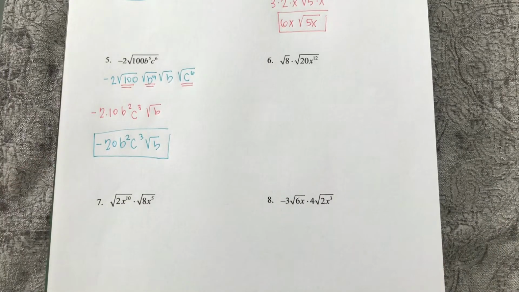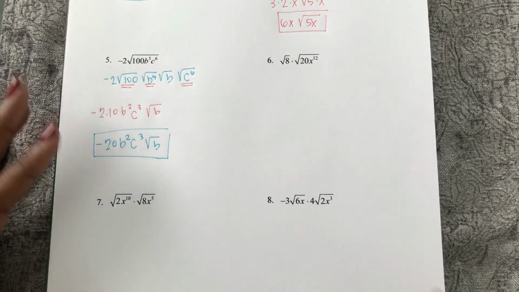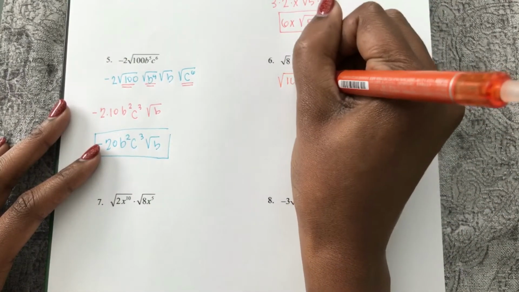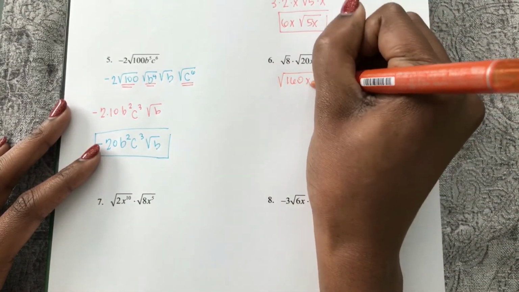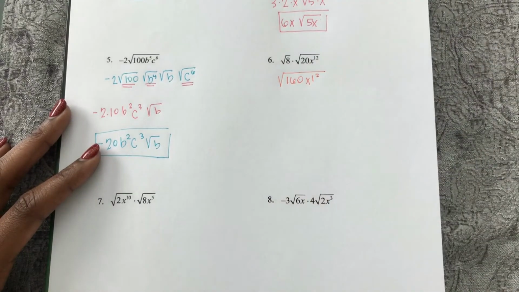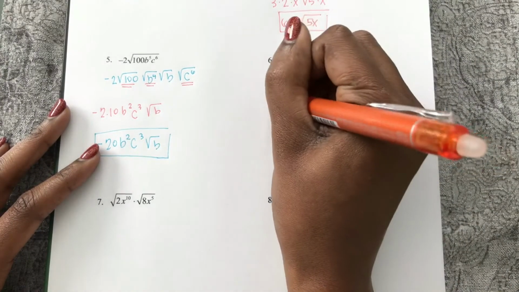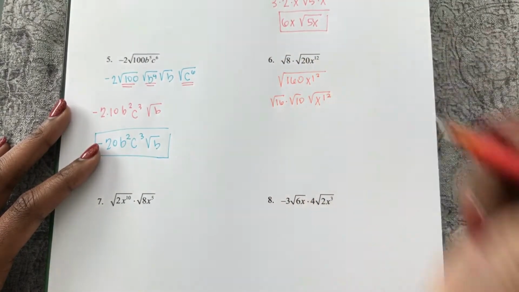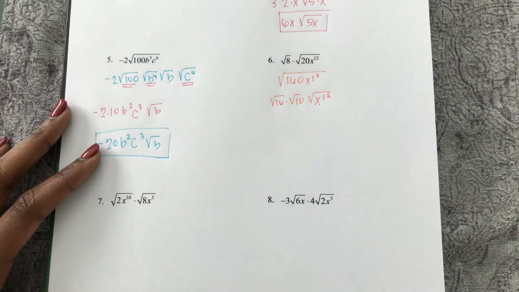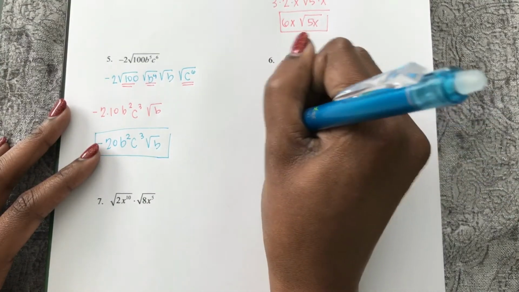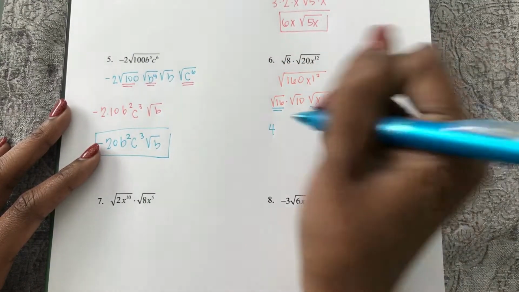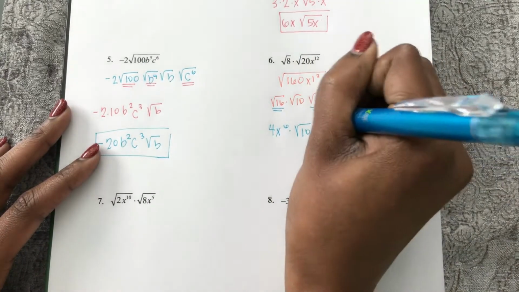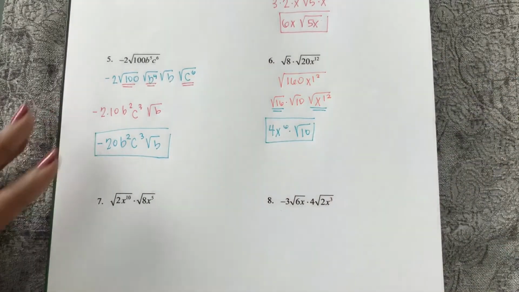Number 6, I find that it's easier to multiply these first into one radical. So that becomes 160 x to the 12th. So how can I break down 160? That's 16 times 10. And x to the 12th is an even power. That works out. So the square root of 16 is 4. The square root of x to the 12th is x to the 6th. And that leaves 10 in my radical.